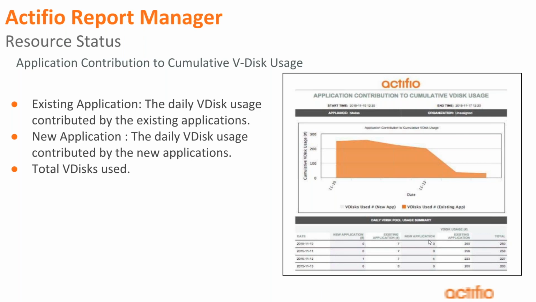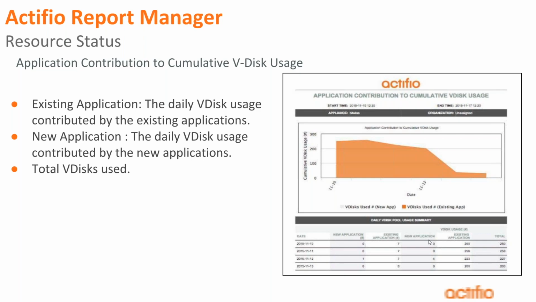Now, this report, the application contribution to cumulative vDisk usage, aka the vDisk report, will also show you usage over time, and it makes an interesting differentiation. On the screen here, in the example that I've got, you can see everything is shown in orange. We can see where we were a little bit high, and then we came down. We put some things into a consistency group, reducing the amount of vDisks being used. But more importantly, if we had onboarded new apps, we would see that vDisk use in white.